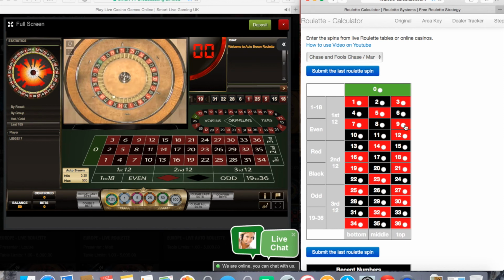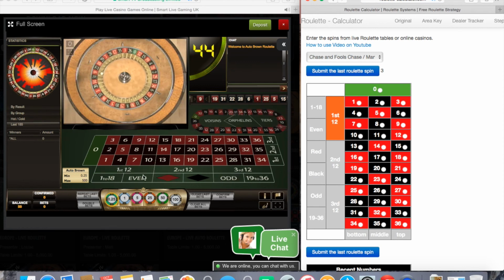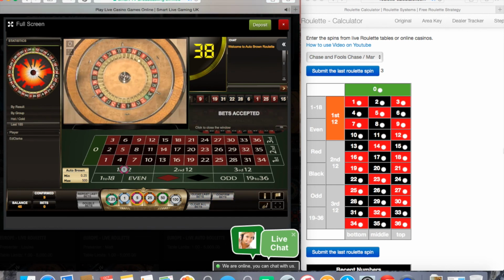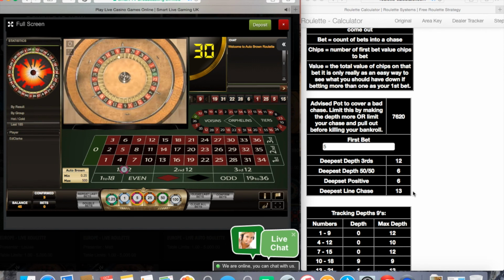Hello and welcome back. You can see that as I submit this number we are on to our first bet, because the positive chase is now at a depth of 5. So what that means is I'll put £5 on the area that is highlighted orange. Now the orange means positive, the blue means negative. They're both bettable, but I tend to prefer the positive.